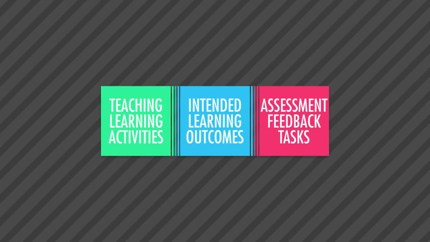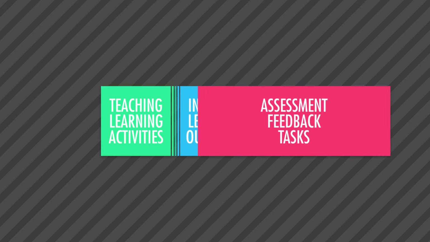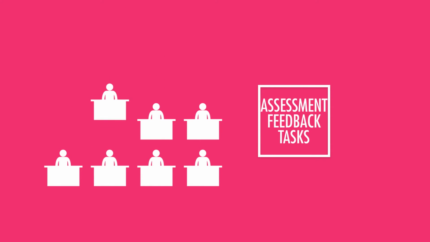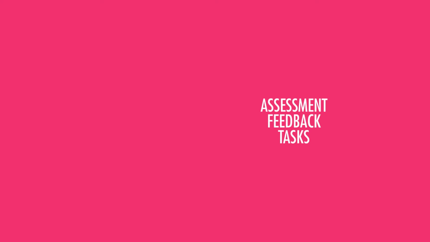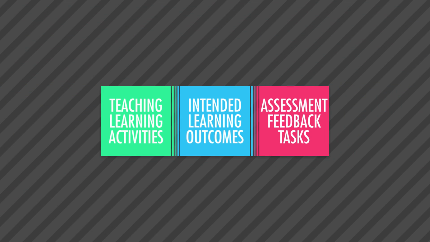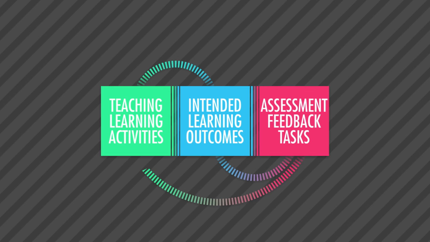After identifying the teaching and learning activities, appropriate assessment and feedback tasks have to be created. Assessment that corresponds to the formulated learning outcomes. Since constructive alignment is a dynamic process, it is also possible to start with creating assessment and feedback tasks before thinking about the teaching and learning activities.